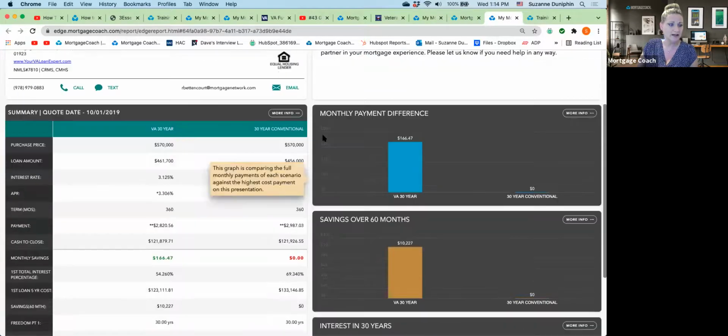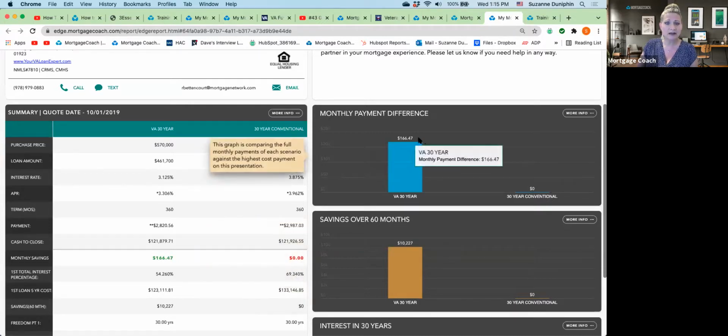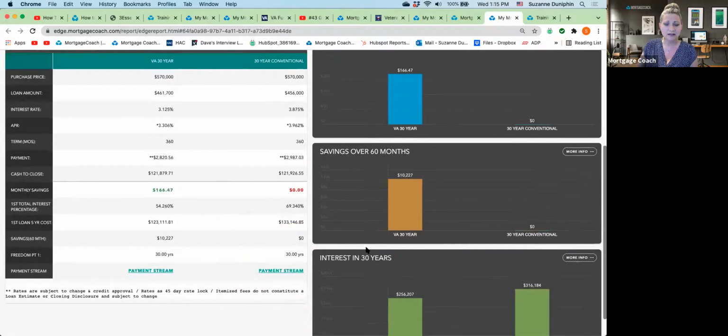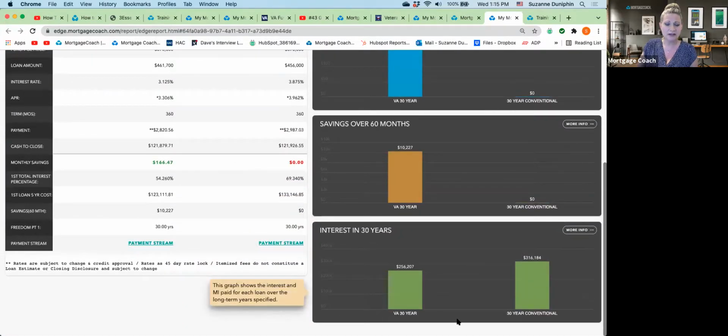no matter what. This total cost analysis is comparing a VA 30-year with a conventional 30-year. With the difference in rate and the fact that there's no MI required on a VA loan, we're looking at a monthly savings difference for the VA. We're also looking at savings over time for the VA, and then that interest in 30 years. So this is a no-brainer, guys, when you look at the over time and how much you're going to spend on a conventional versus an FHA or versus a VA.